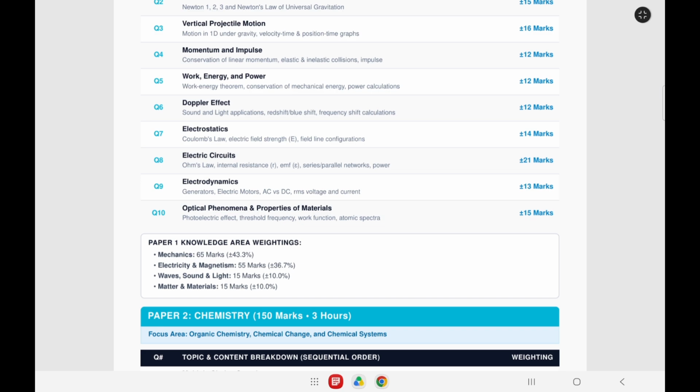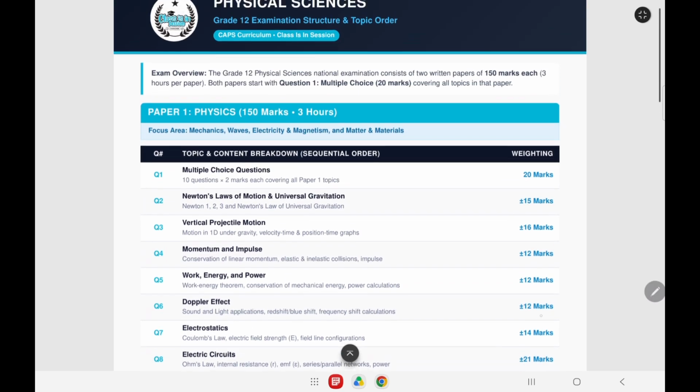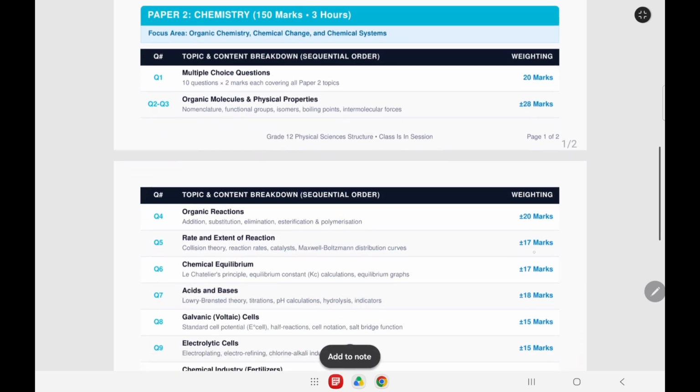Electricity and magnetism worth about 55 marks. That's about 36.7%. Then waves, sound, and light with about 15 marks. That's about 10% of your question paper. And lastly, matter and material, that's worth about 15 marks. That's worth about 10% of your question paper. So these are all the different topics under paper 1 physics. And as you guys know, paper 2 focuses on chemistry.